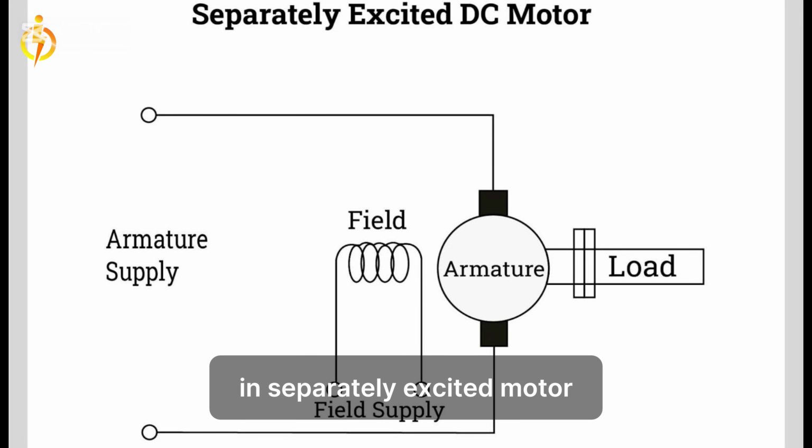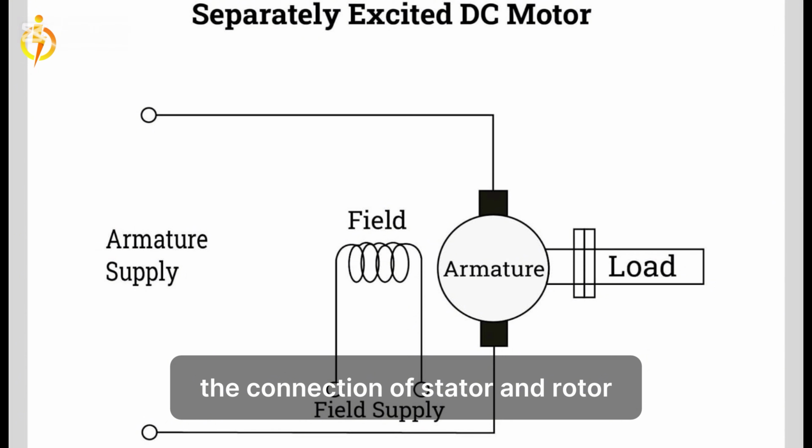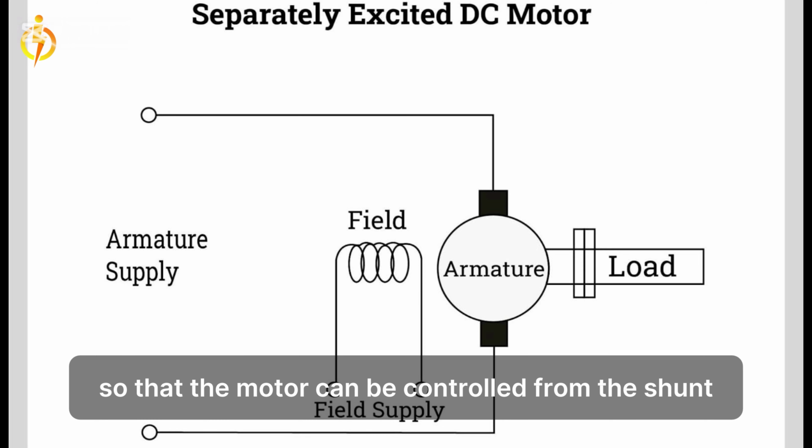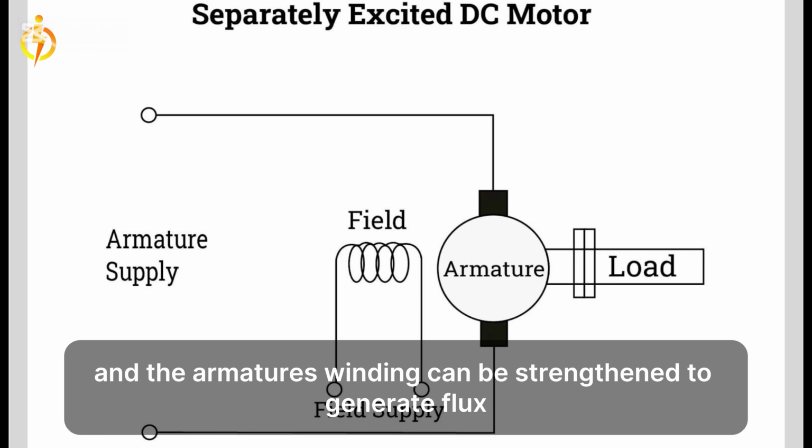Separately excited motor. In a separately excited motor, the connection of stator and rotor can be done using a different power supply, so that the motor can be controlled from the shunt and the armature's winding can be strengthened to generate flux.